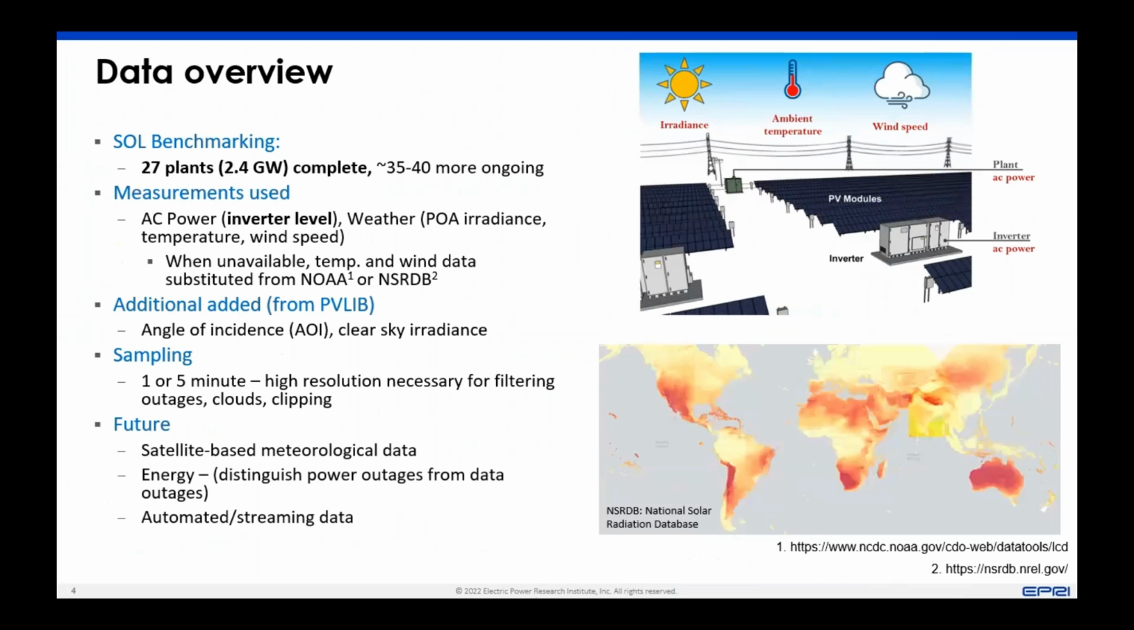Now, in the future, there are a few things we want to improve. Some people mentioned using satellite data. We're going to try that as well. We're also trying to distinguish, for example, energy outage versus data outage. We always see data outage as well. And then we're trying to automate the process better, and also use streaming data, rather than right now, where periodically our members send us data and then we analyze it.